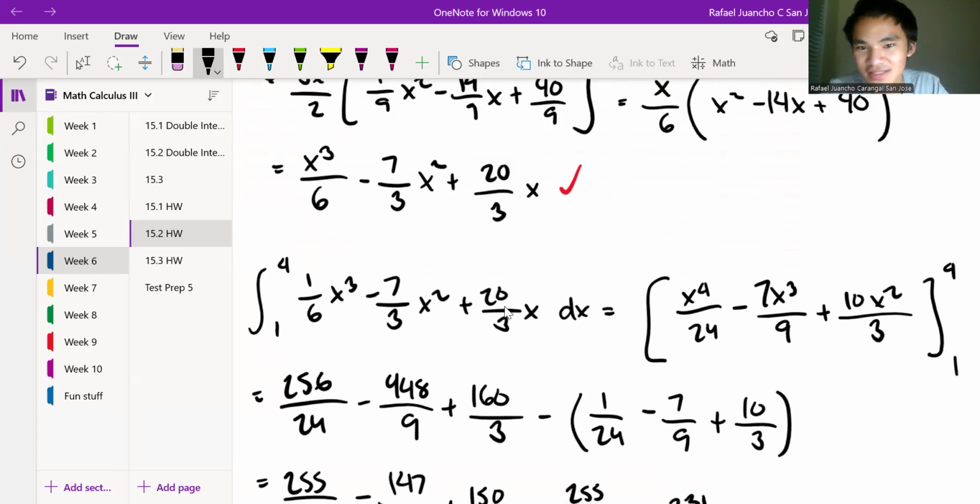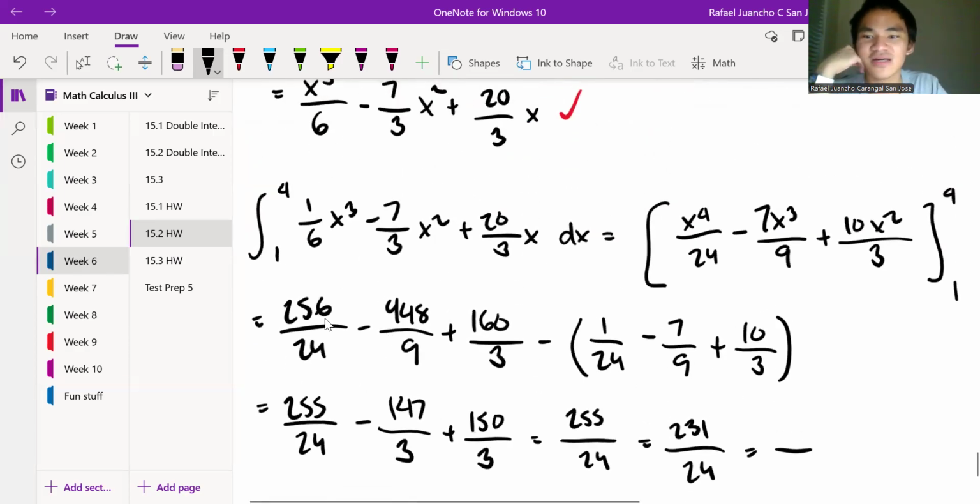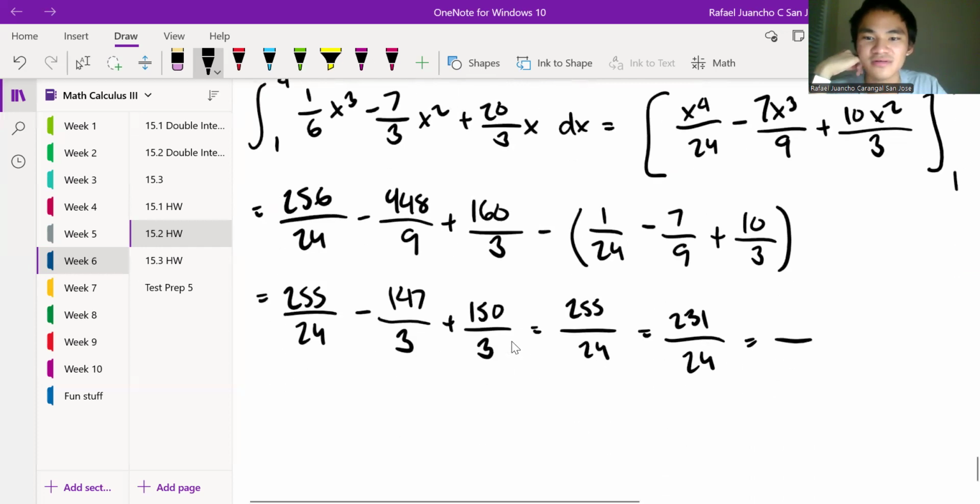Wait, what is this? X squared. So I know I got this. This one is x squared from 6, 20 over 6. 6 and 20, they just become 10 and 3. So this is fine. I plug in a 4 here, I get these values.